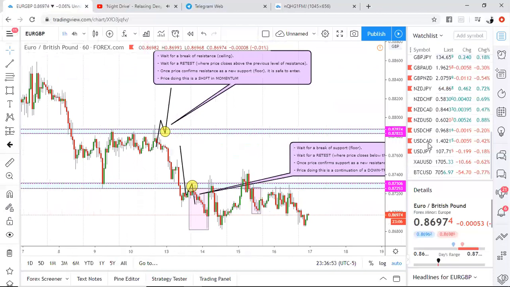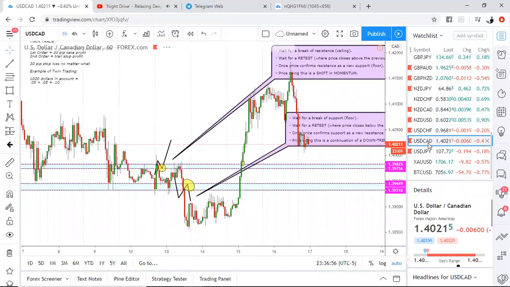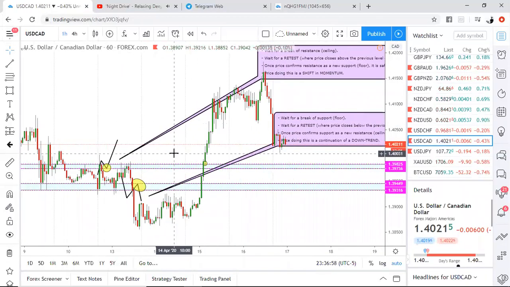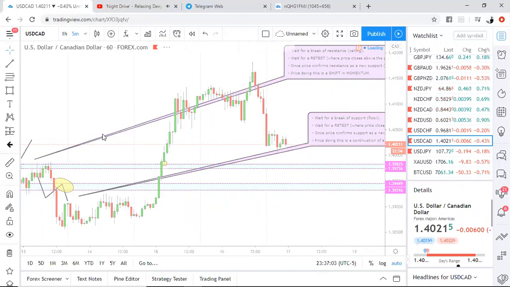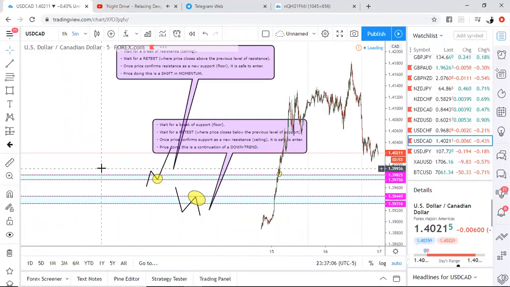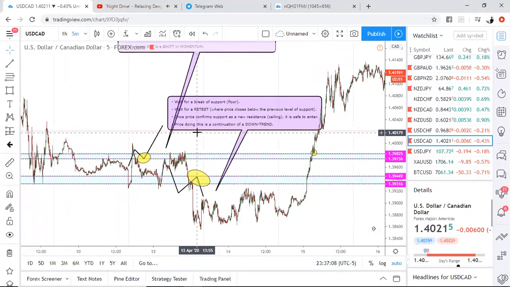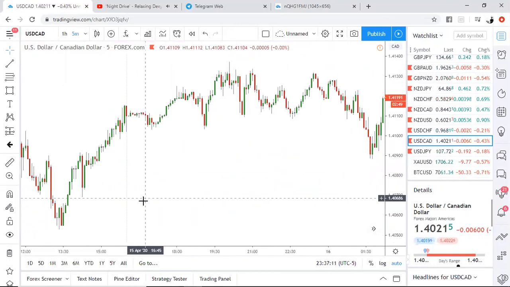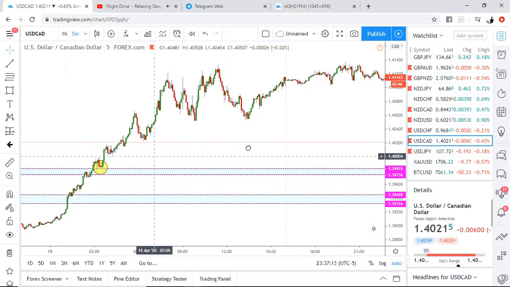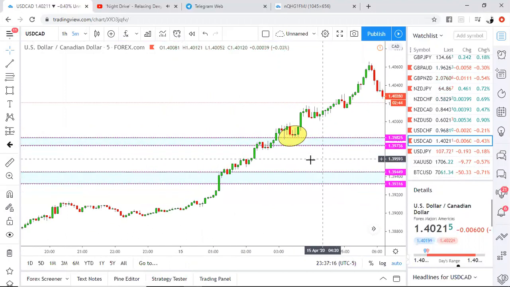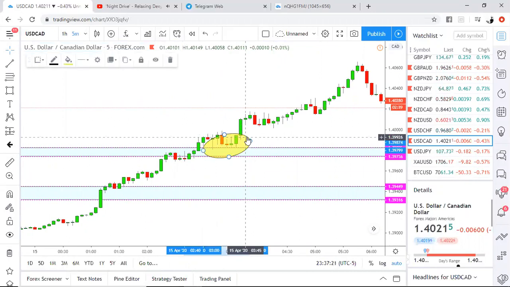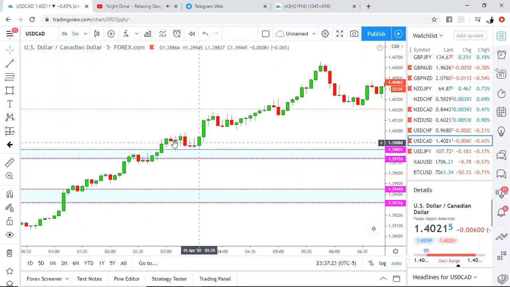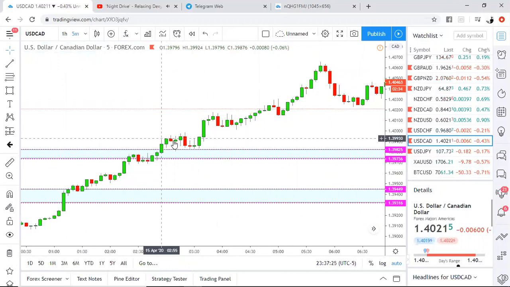USD CAD. Have it already marked up on here for less confusion. This one's one of my favorites because this is like the ultimate break and retest. You see it closing above on the 5 minute, pushing back in towards that zone.